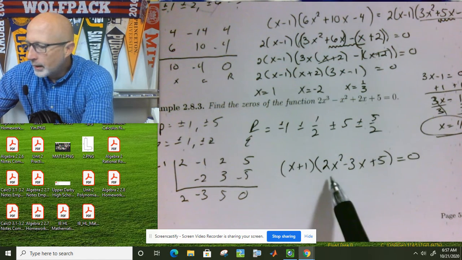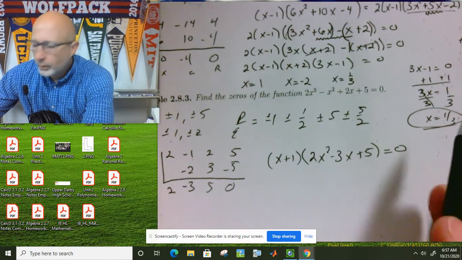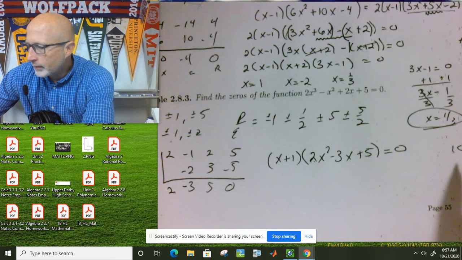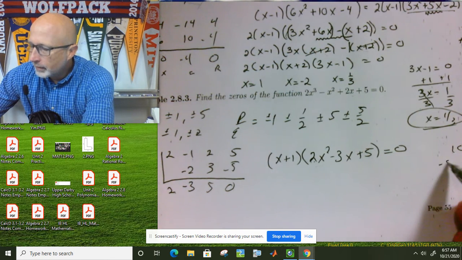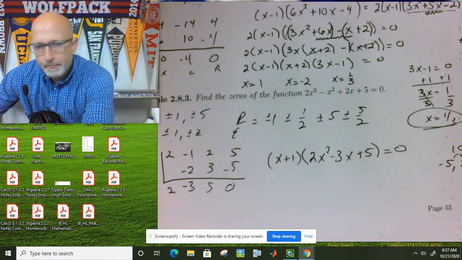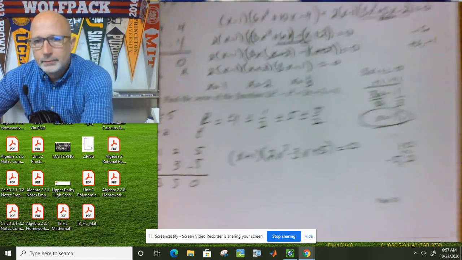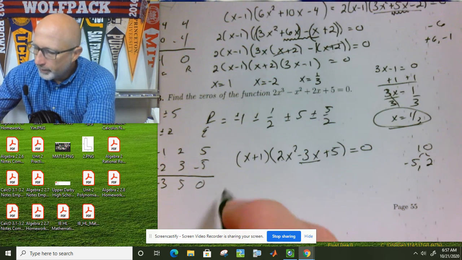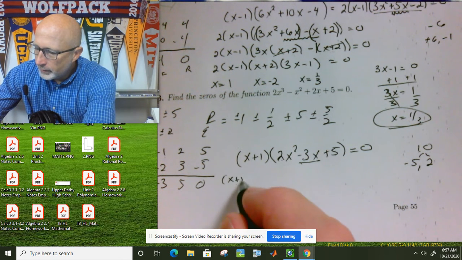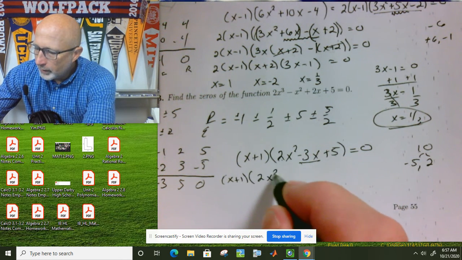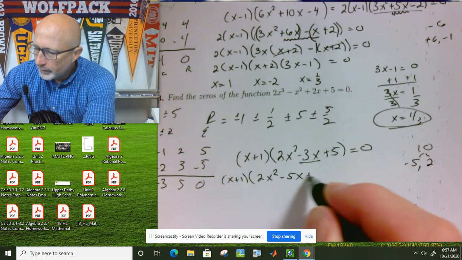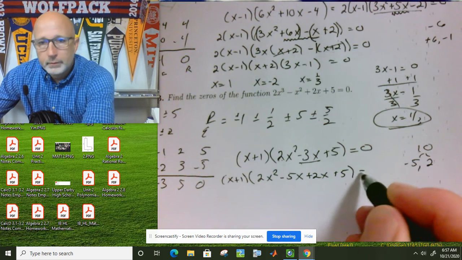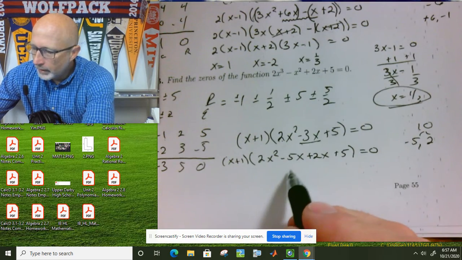And then once again, I need to factor this just like before. So what are the factors of 2 times 5 gives me 10. What are the factors of 10 that add up to negative 3, negative 5, and 2? Sorry, you can't see that. So I'm going to rewrite negative 3 as negative 5 plus 2. So I have x plus 1 times 2x squared minus 5x plus 2x plus 5 is equal to 0. Once again, just rewrote negative 3x as that.